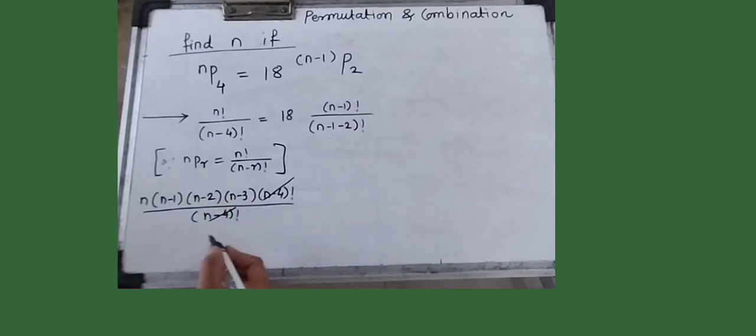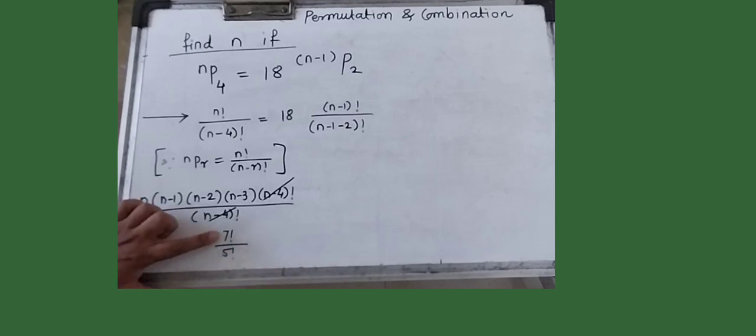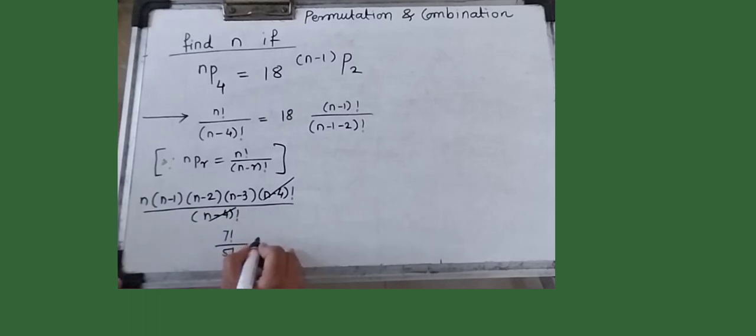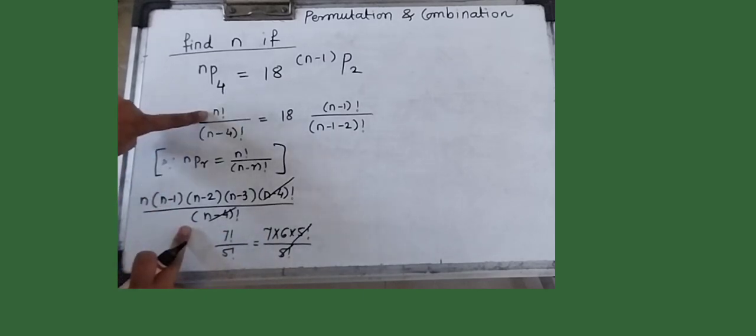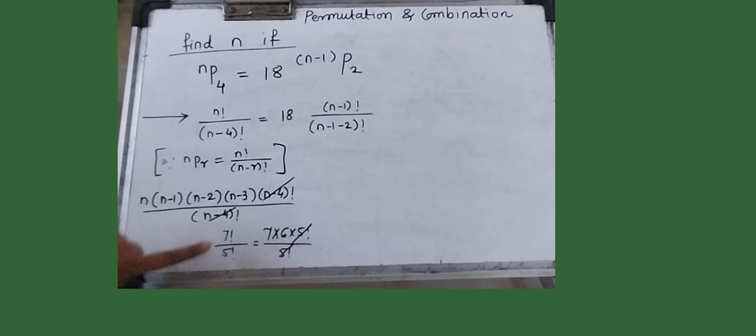What is this? I already told you, if this is 7, sorry, if this is 5, this is the large number, this is the smaller number. So how do we calculate? 7 into 6 into 5 factorial, no? 7 minus 1 is 6, 7 minus 2 is 5. So 5 factorial gets cancelled. Similarly, I apply here. This is the larger term, this is the smallest term. Larger term, smaller term. Okay. Clear?